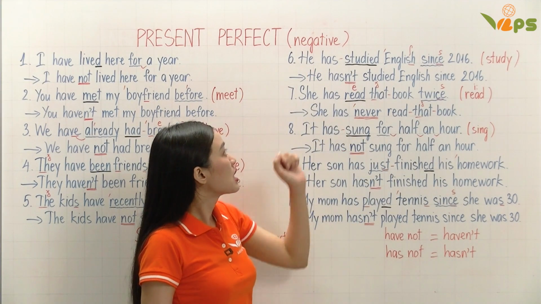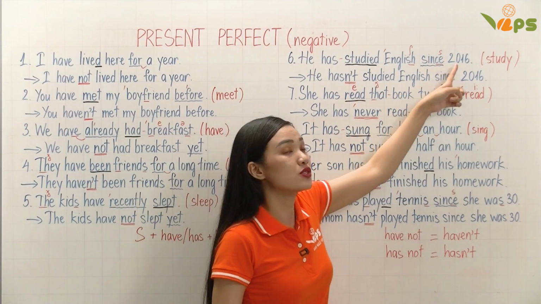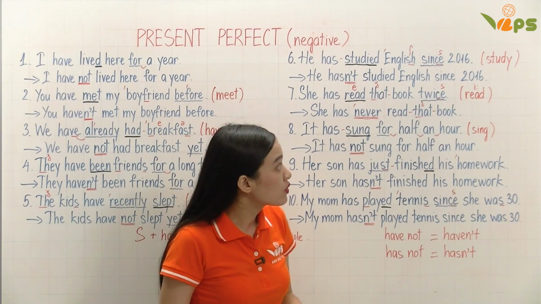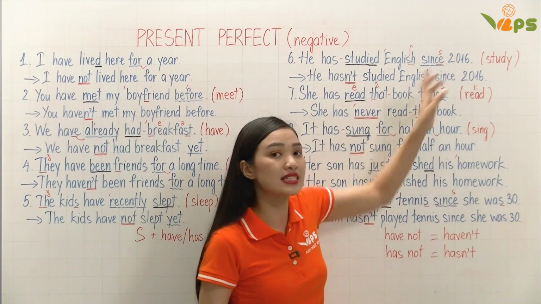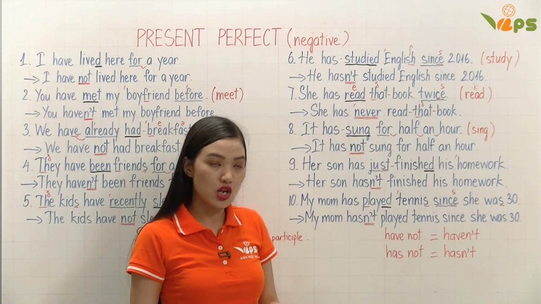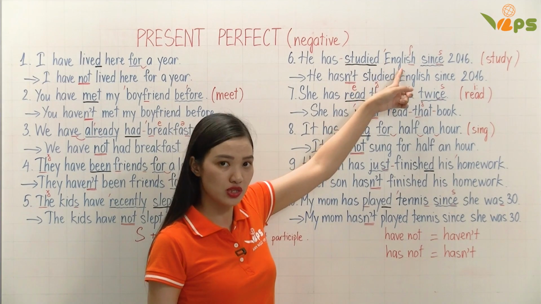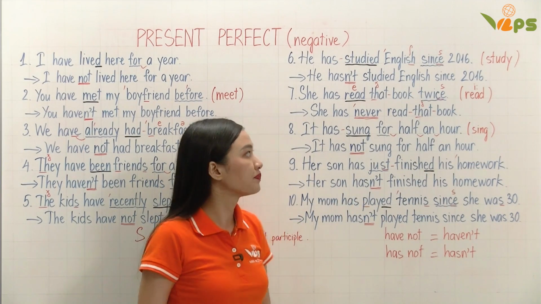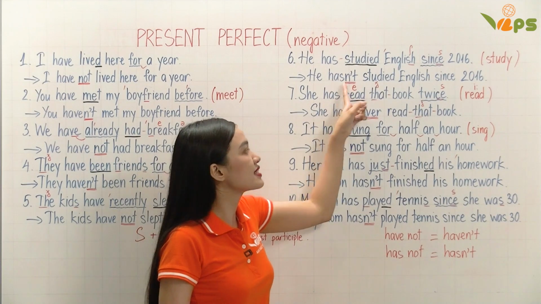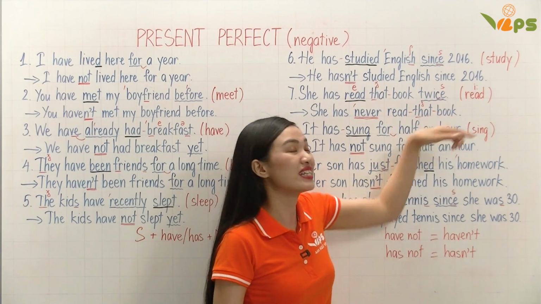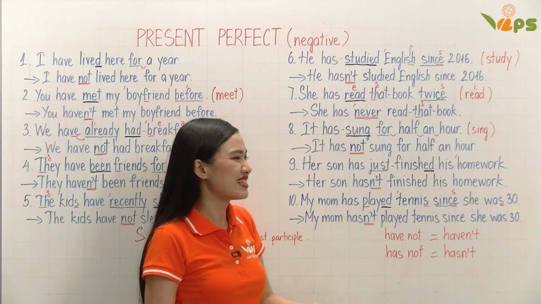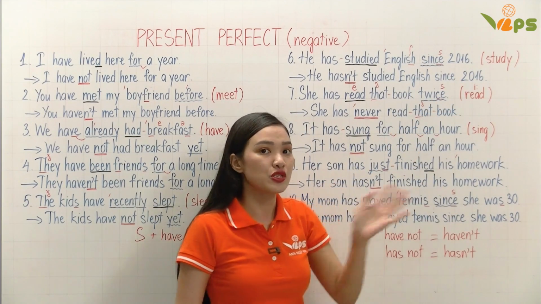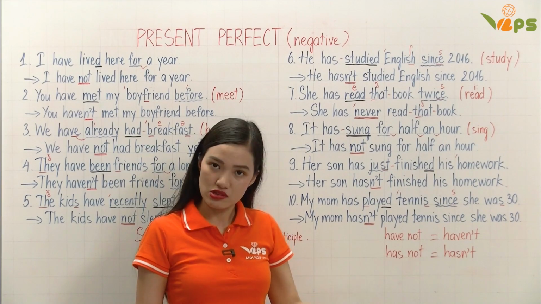The first sentence, he has studied English since 2016. That means from 2016, he started studying English, and now he is still studying. But for this one, he hasn't studied English since 2016. Well, that means he used to study English before, but from 2016 until now, he doesn't study English.